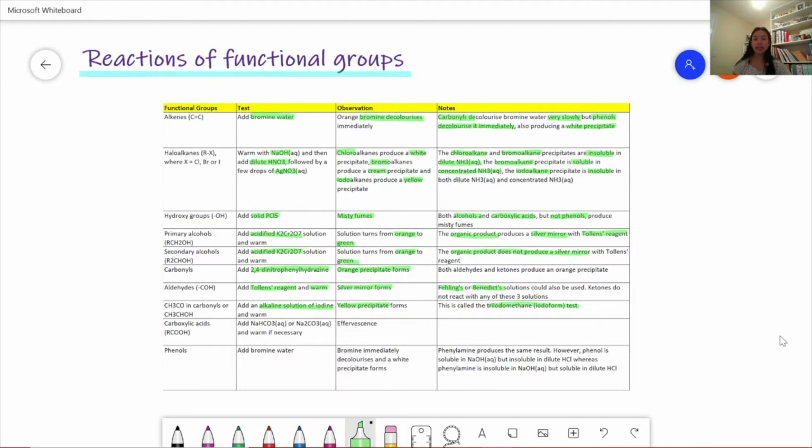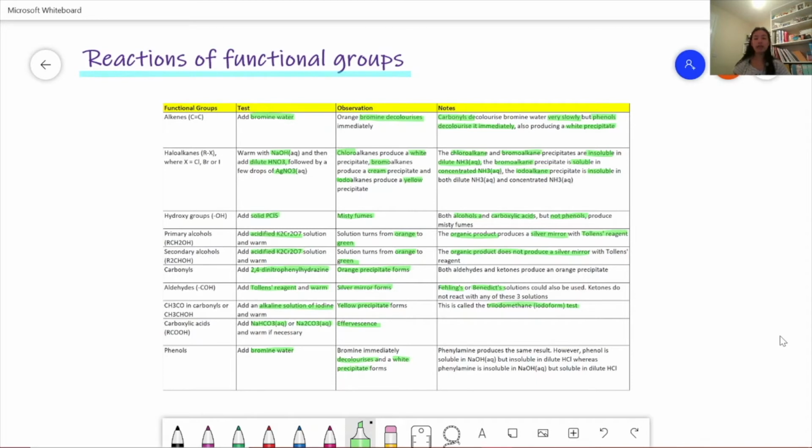Then for carboxylic acids, we add either sodium hydrogen carbonate or sodium carbonate and warm if necessary, and we should get some effervescence. So we should get some bubbles of gas forming because we should form carbon dioxide gas. And then finally for phenols, what we do is add some bromine water, and the bromine will immediately decolorize and we should form a white precipitate.